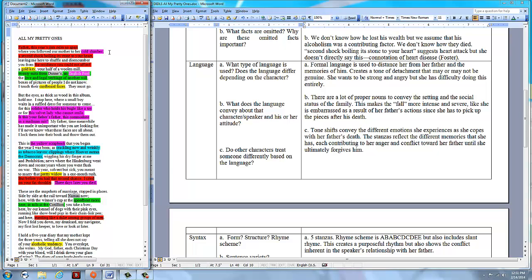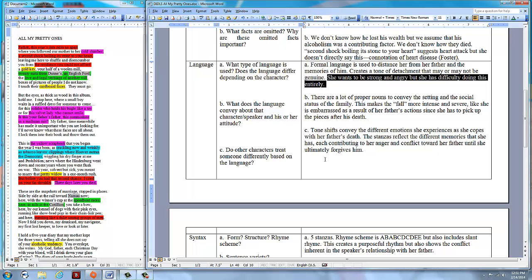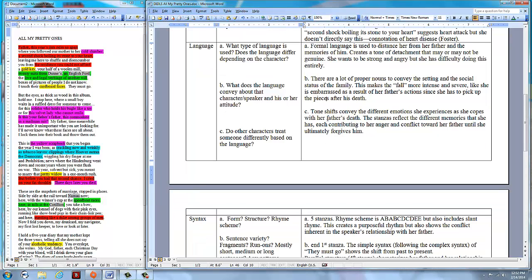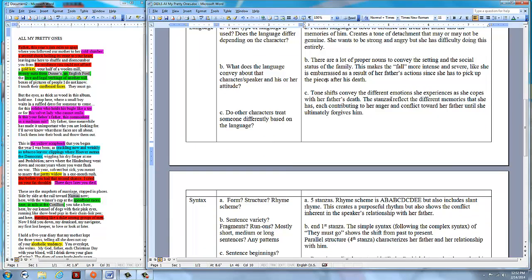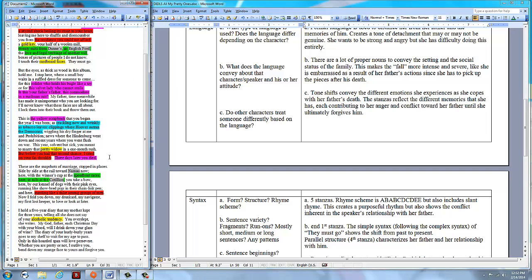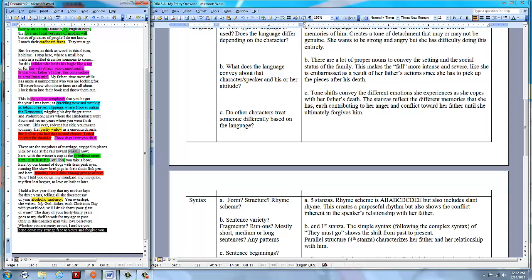Do other characters treat someone differently? We definitely felt that there were tone shifts throughout the poem, and they convey the different emotions that our speaker is feeling. The stanzas reflect the different memories that she has, and each contribute to her anger and the external conflict between herself and her father. And the last stanza, though, is quite a significant shift, especially the last line, because at that point you start to see that she understands she has to forgive in order to move on.